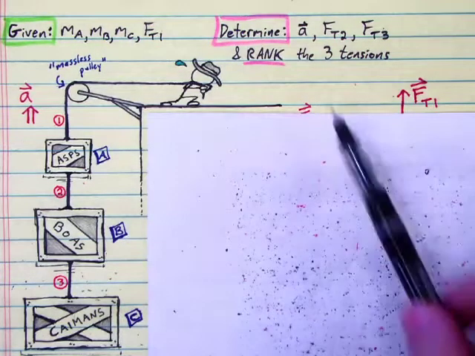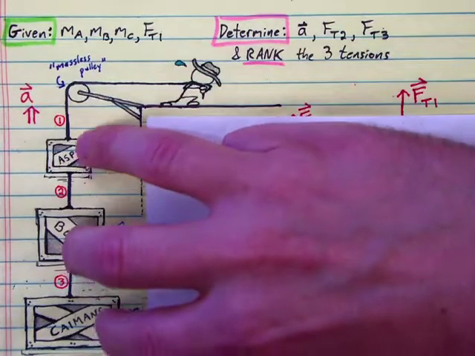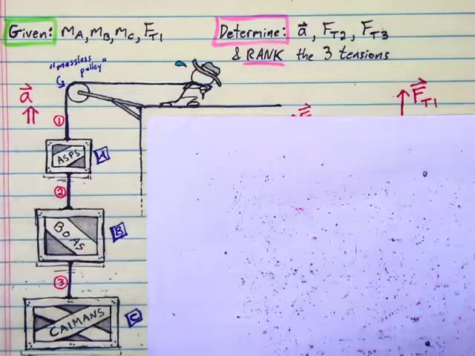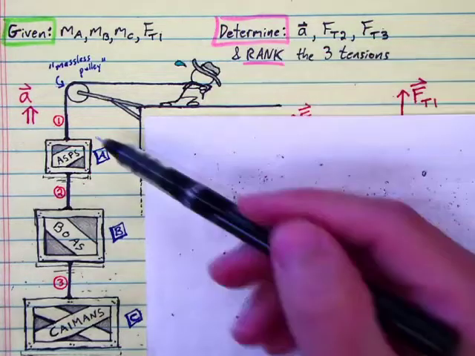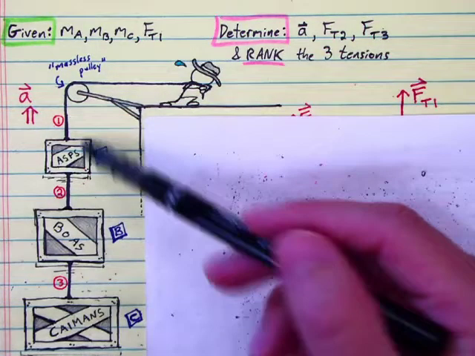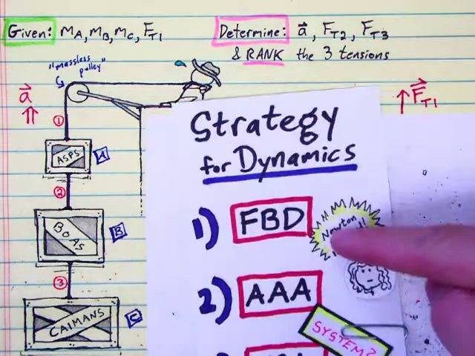We would like to determine the acceleration of all three crates. Since they're moving as one, they'll all have the same acceleration. We also want the tensions in ropes 2 and 3, and then to rank the tensions in the three ropes so we can tell which one of them would be most likely to snap. All right, we'll start with our free body diagrams.